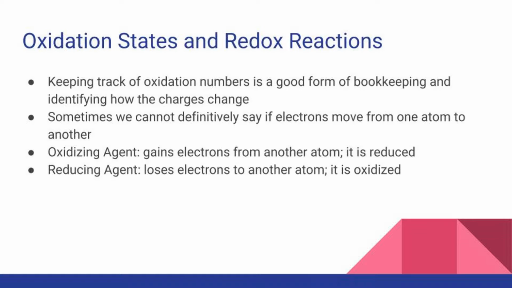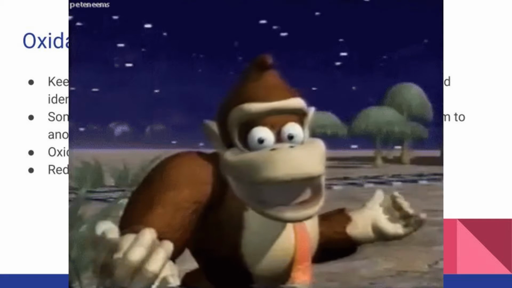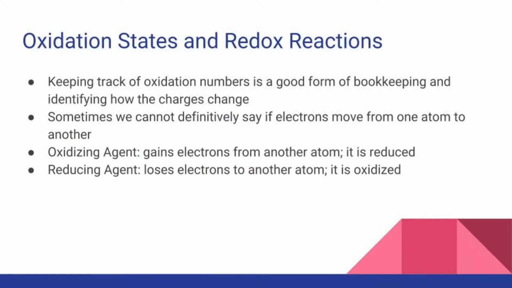For some reactions, the oxidation numbers change, but we cannot conclude that any element literally gains or loses electrons. An example of this is the combustion of hydrogen gas. This is a good form of bookkeeping, but you generally should not equate oxidation state with its actual charge. An oxidizing agent gains electrons from another element, and therefore it is reduced. A reducing agent loses electrons to another atom, and it is oxidized.